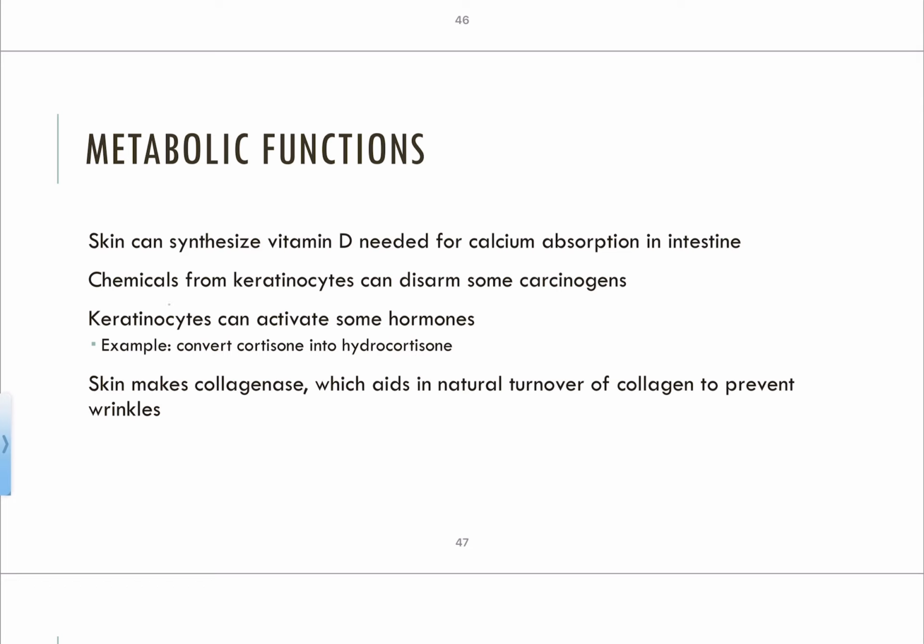Other things that it can do is the chemicals from our keratinocytes, they can go in and disarm some carcinogens. They can also activate some hormones. So, for example, they can convert cortisone into hydrocortisone. And we also have an enzyme called collagenase, which can aid in the natural turnover to prevent wrinkles. So, anytime you see "ase," that means that it's an enzyme. So, these are different metabolic functions that it has. You don't really need to understand the specific ones other than maybe synthesizing a vitamin D precursor, but focus on the fact that our skin does have metabolic functions.